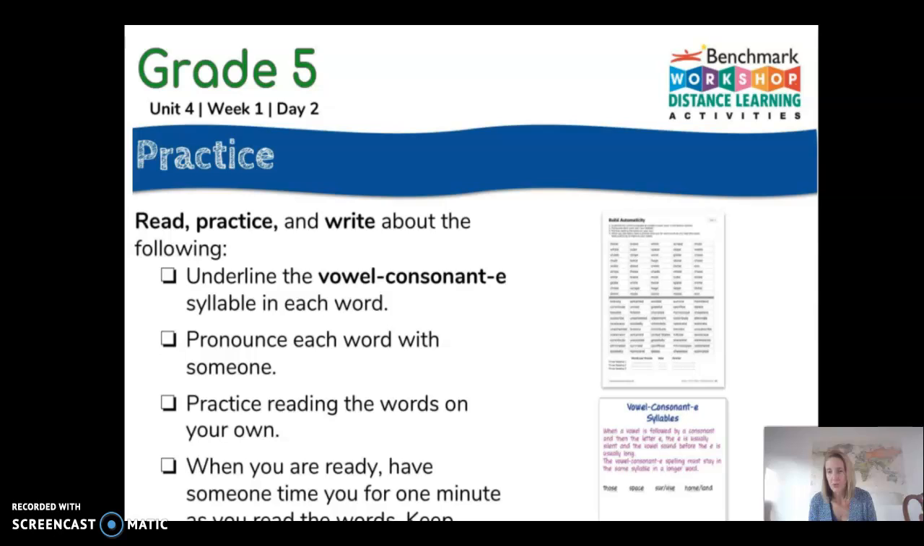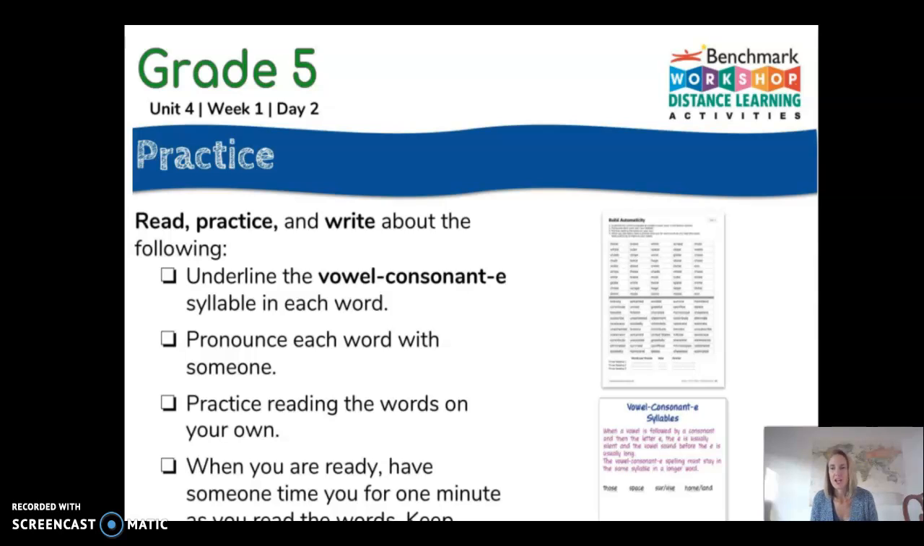And then the third word on the list is while. So we have our vowel, which is I, our consonant, that's L, and then we have the E at the end. So go ahead and circle those three letters. And notice that the I is a long sound and the E is silent. While. So that E is making that vowel make its long sound.